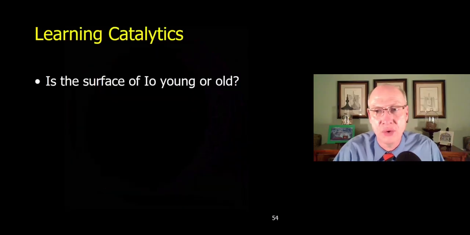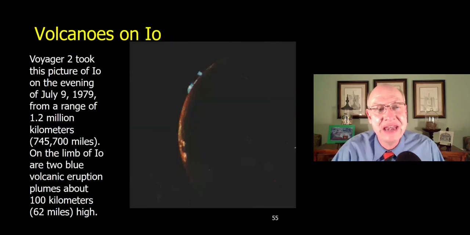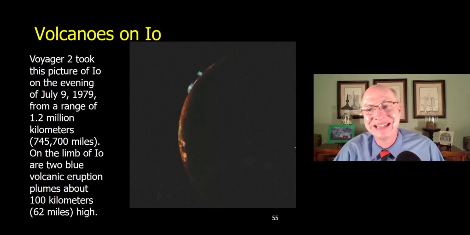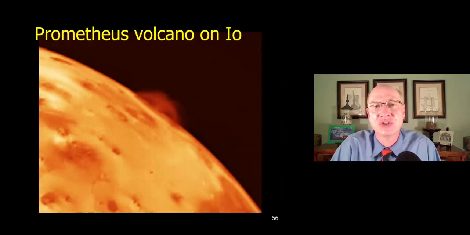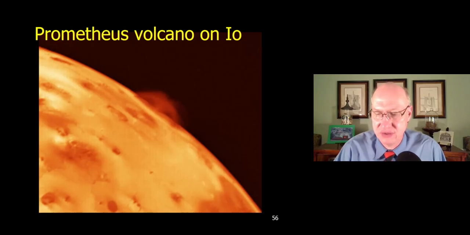They are volcanoes. On July 9th, 1979, as the Voyager 2 spacecraft flew by Io, it turned back to take a picture of the moon, and it saw extending above the limb of the moon two volcanic eruptions on the surface. These two blue volcanic eruptions are each erupting about 100 kilometers, or about 60 miles, above the surface. Later, as the Voyager 2 images were analyzed, we saw other volcanic eruptions on the surface of Io. Io, it turns out, is the most volcanically active body in the solar system.